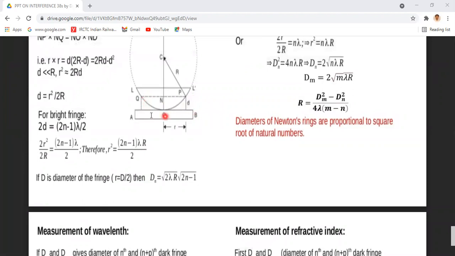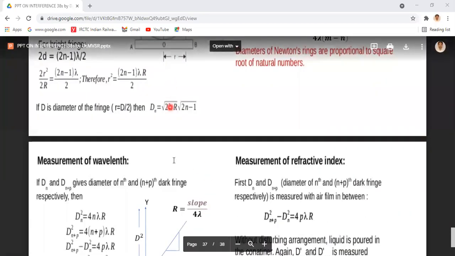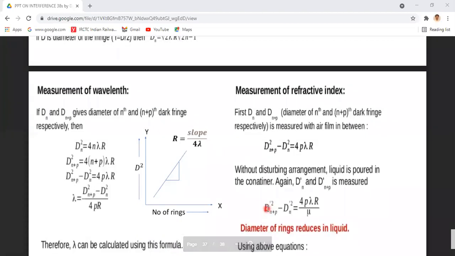Because we have to calculate the refractive index of the liquid film, we place a liquid film instead of air. Using this liquid film, you again observe the interference phenomenon, Newton's rings, and calculate the values of D dash squared n+p minus D dash squared n. D squared n+p minus D squared n is in the presence of air film between the plano convex lens and circular glass plate, but D dash squared n+p minus D dash squared n is in the presence of liquid film. So you calculate this as 4p lambda R by mu.